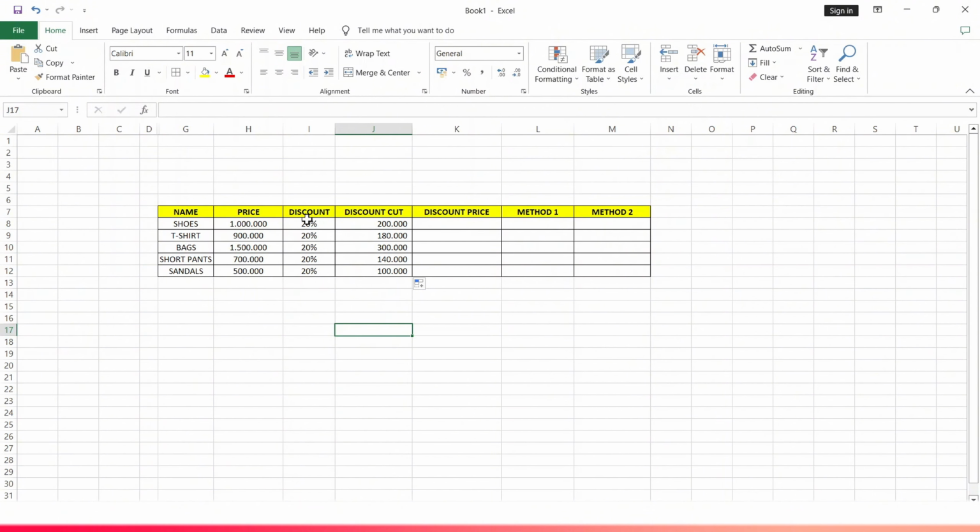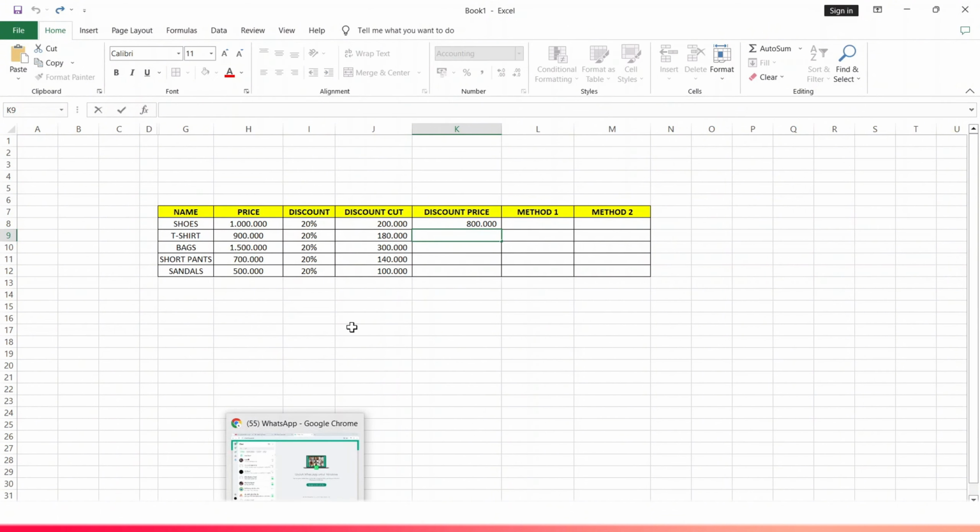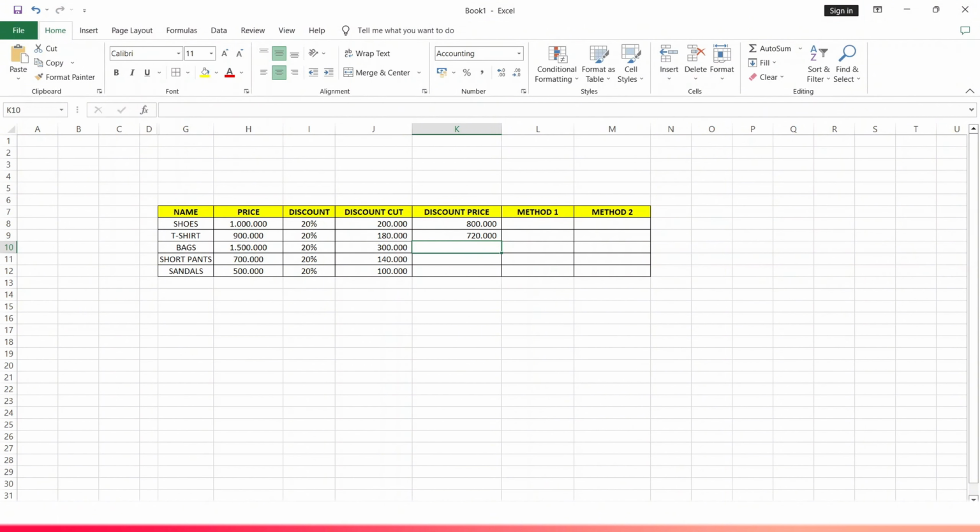Then to calculate the price after the discount, tap on the discount price. Type equals. Tap the initial price. Type minus. Tap discount price. Well, here the results have come out. Next, on the second line, tap on the discount price. Type equals. Tap the initial price. Type minus. Tap discount price. Well, here it has come out. For the next row, tap row 1 and 2, drag down.